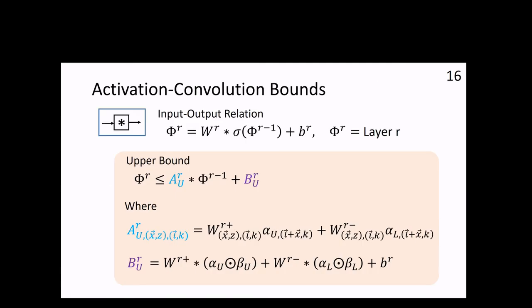Next, I will describe convolution bounds for particular layers. This shows bounds on an activation convolution block, given by the input-output relation shown here. The bound on this layer is in the form a convolved with phi plus b, where a and b are functions of the layer's parameters.